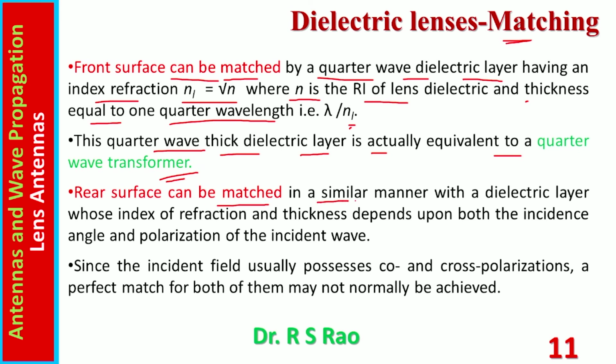Rear surface can be matched in a similar manner with a dielectric layer whose index of refraction and thickness depend upon both the incident angle and polarization of the incident wave. Since the incident field usually possesses co and cross polarizations, a perfect match for both of them may not normally be achieved. Here we are using the terms copolarization and cross-polarization. What is copolarization? Wanted polarization is copolarization. Unwanted polarization is cross-polarization. These are usually normal to each other.